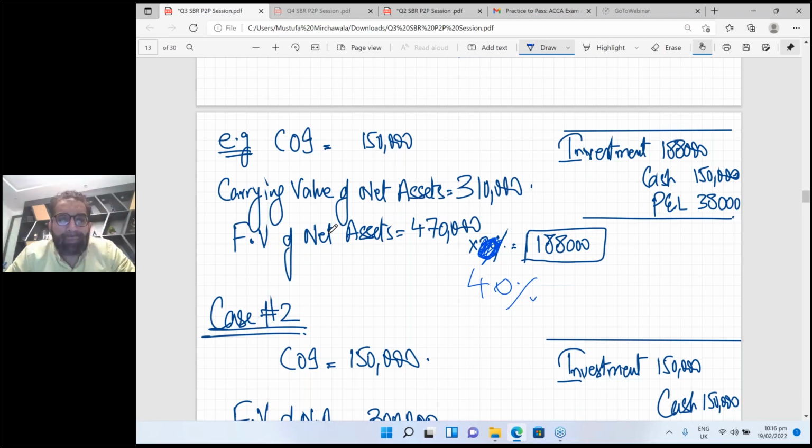First thing, whatever is written in front of your screen, it's about associate. And yes, it is a non-routine area. It happens sometimes that the examiner asks you non-routine things.